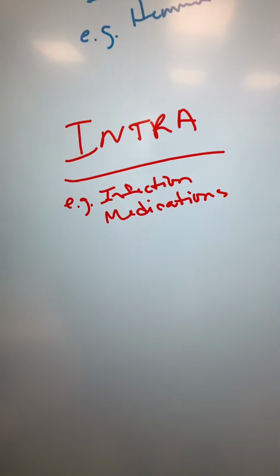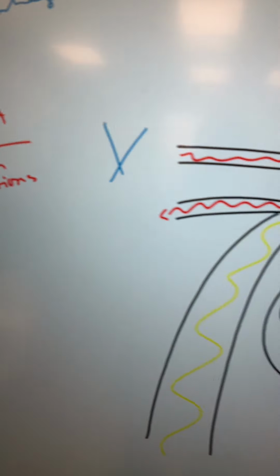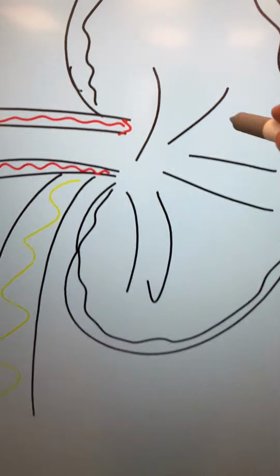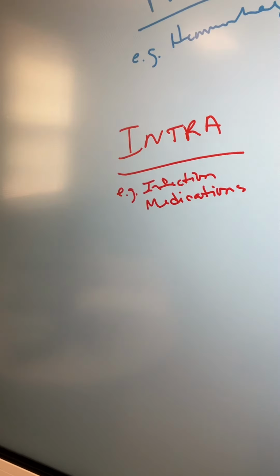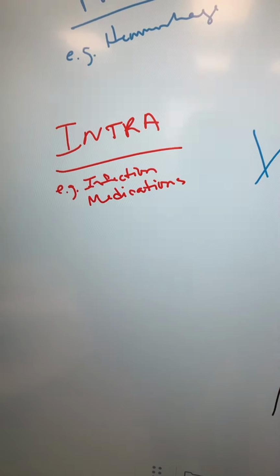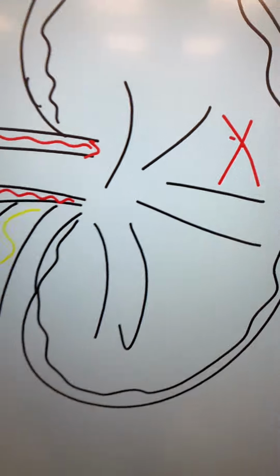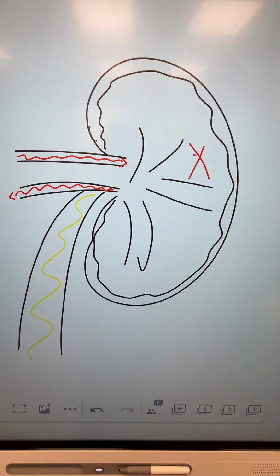Next, let's talk about intrarenal failure. Intrarenal failure includes anything that happens inside the kidneys. It actually happens to the kidney itself. And so this is going to be things like an infection of the kidney or maybe some nephrotoxic effects of medications. That's intrarenal failure happening within the kidney.